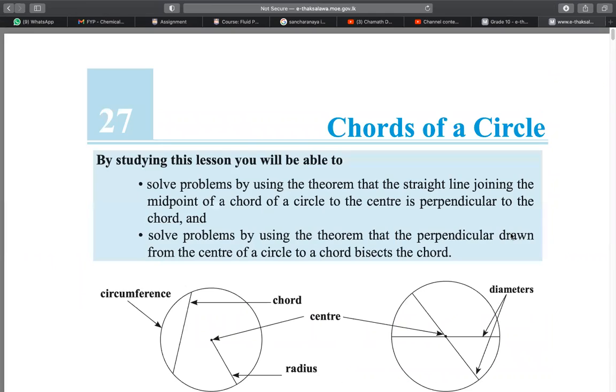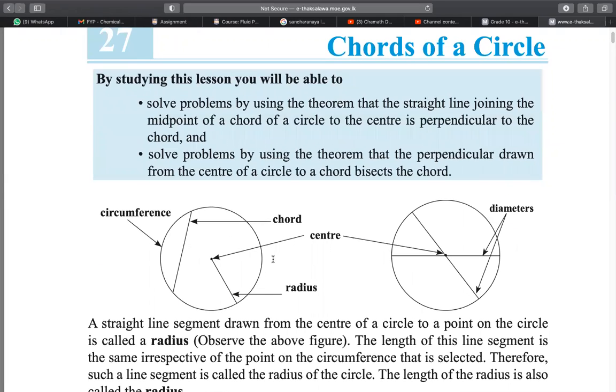If you go to this 27th lesson, all of you have the textbook with you. You may write the new lesson in your writing book, chords of a circle. You may mark all these, you may draw this figure, okay? Both the figures, so you may draw all these things in one figure.